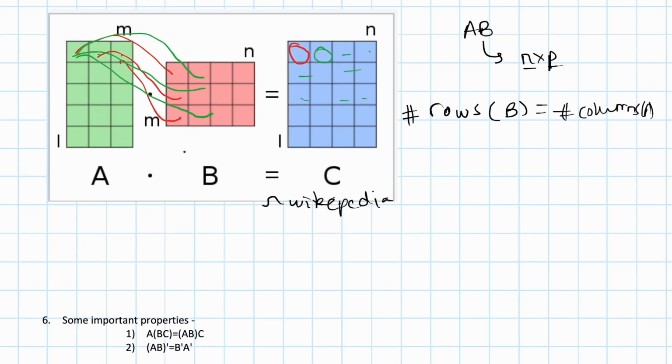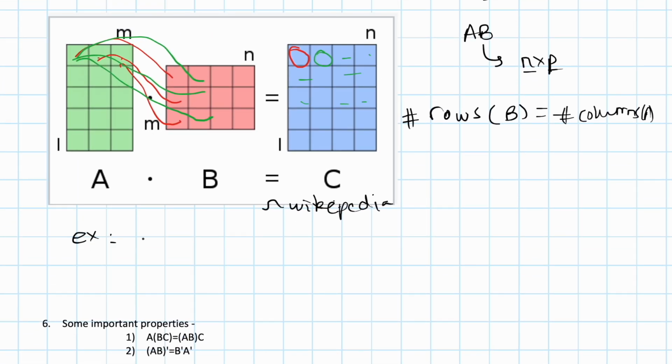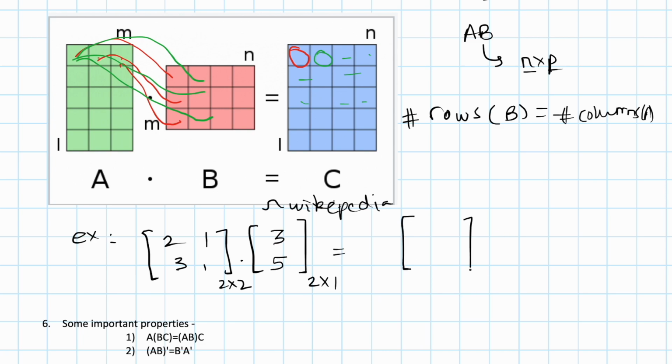Let me take an illustrative example to finally clear this. For example, let me take a 2 cross 2 matrix, 2, 1, 3, 1, multiplied by a matrix. Remember, I need the number of rows of the corresponding matrix to be the same, so let's say I take a 2 cross 1 matrix, 3 and 5. I can clearly guess that the product matrix will be a 2 cross 1 matrix. Why is that? Because these get ignored and these become the final order. So 2 cross 1. Now 2 multiplied by 3 plus 1 multiplied by 5, that is 11. 3 multiplied by 3, that is 9, plus 1 multiplied by 5, that is 5. So 9 plus 5 is 14. And that is how matrix multiplication is done.